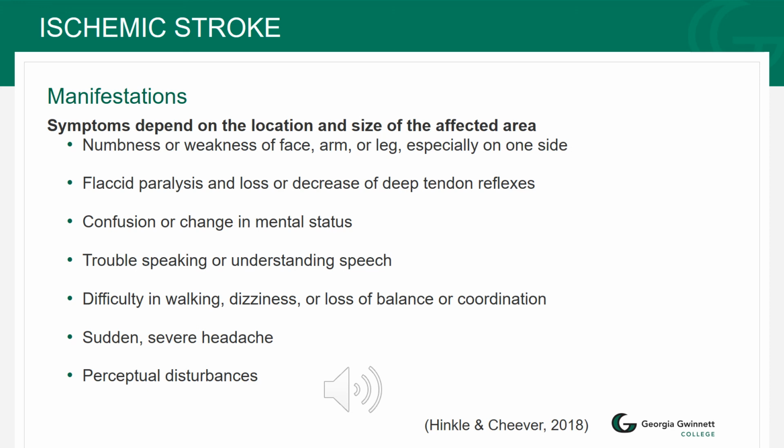They'll have confusion or change in mental status. They might have trouble speaking or understanding speech. If it is a motor deficit, they might have difficulty in walking. They might have dizziness or loss of balance or coordination. Sometimes the clients will have sudden or severe headaches. Typically, that's going to be more with a hemorrhagic stroke, but it can happen with an ischemic stroke. And then they also can have perceptual disturbances. So that means they're not able to tell distances or how far apart things are.